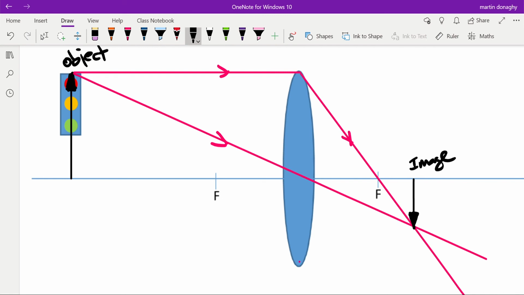And from that we can tell the rays meet, so it's a real image. That arrow for the image is smaller than the arrow of the object, so it's diminished or smaller. And also the head of the arrow is below the principal axis, so it is inverted. It's upside down as well. And that's the only two rays we need to draw to work out where our image is.